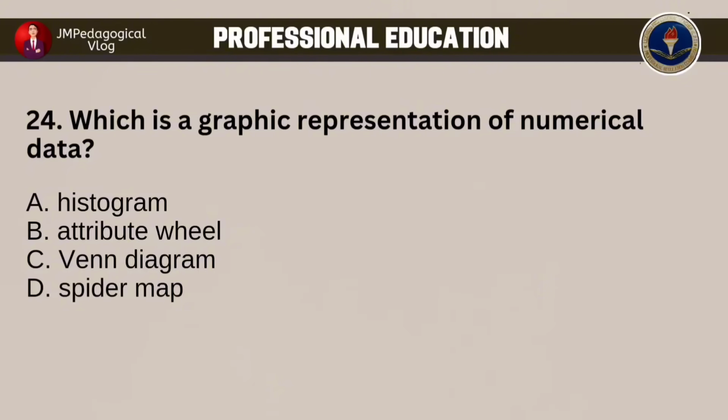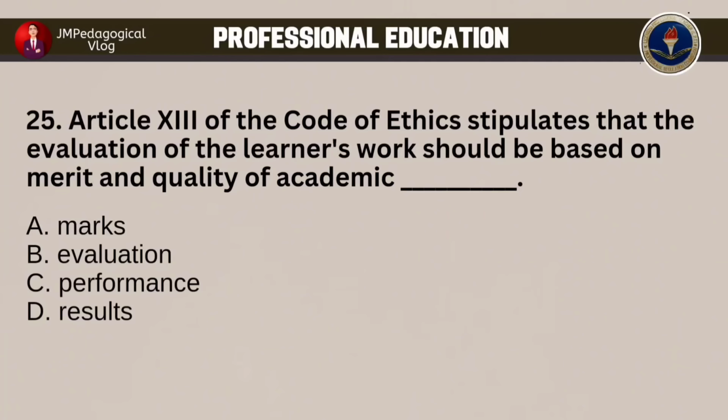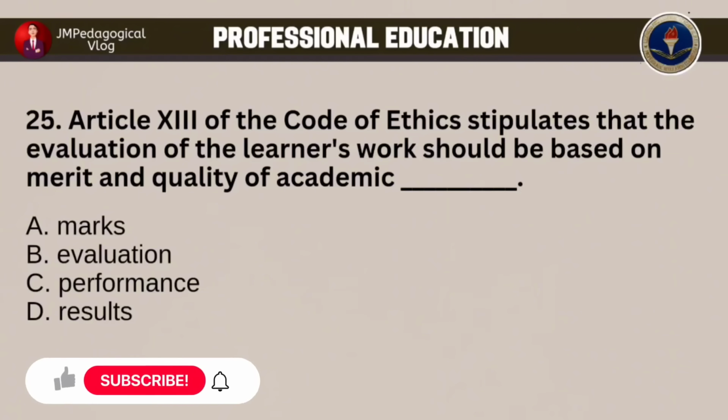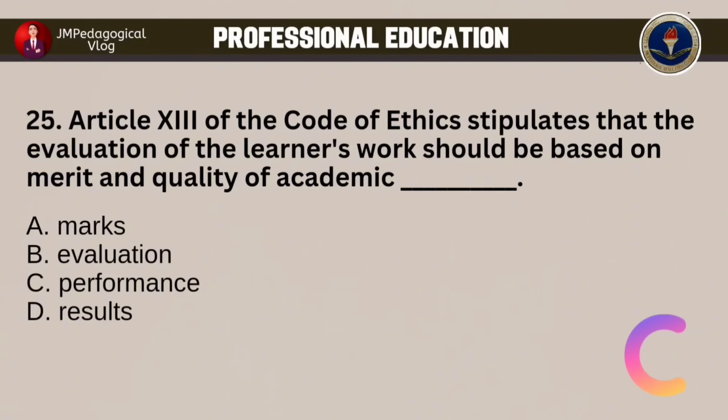24. Which is a graphic representation of numerical data? A. Histogram. B. Attribute wheel. C. Venn diagram. D. Spider map. A. Histogram. 25. Article 13 of the Code of Ethics stipulates that the evaluation of the learner's work should be based on merit and quality of academic A. Marks. B. Evaluation. C. Performance. D. Results. C. Performance.